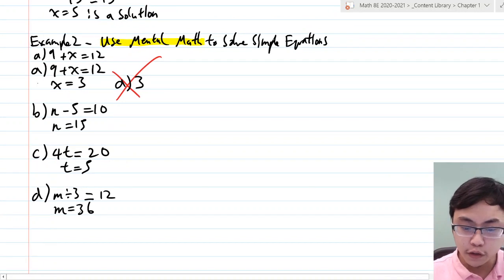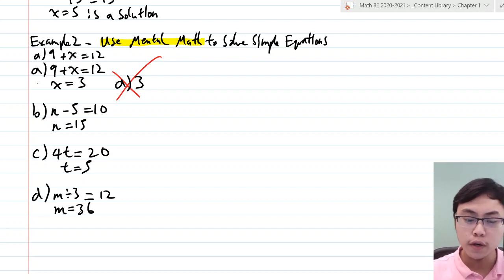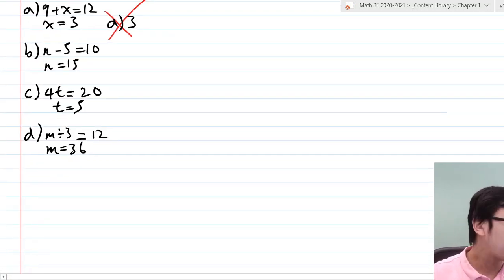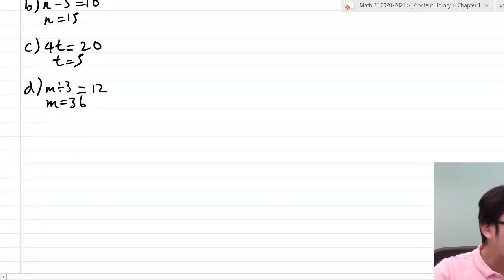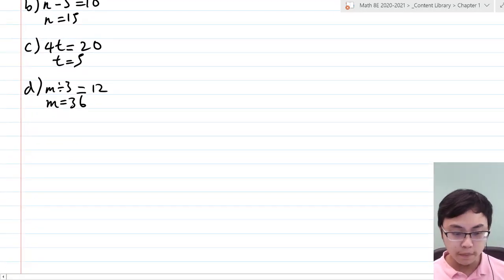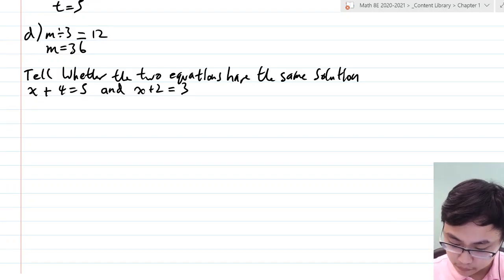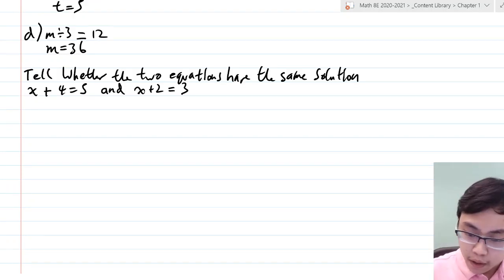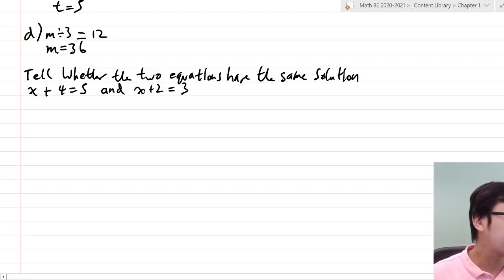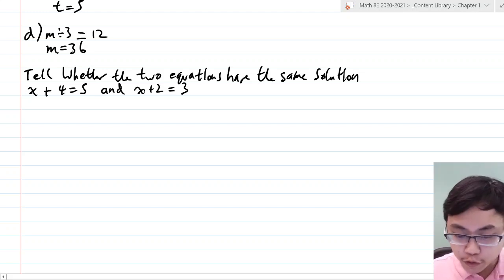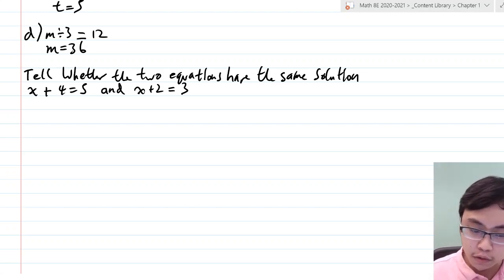This part, using mental math to solve simple equations, shouldn't be difficult. You have to copy down the question, and then you write down the solution to the variable. Now, there are 2 other types of questions that I do want to talk about. I'm just going to quickly bring that up. So there we go. I just wrote the question. I'm saving some time. Tell whether the 2 equations have the same solution or not.